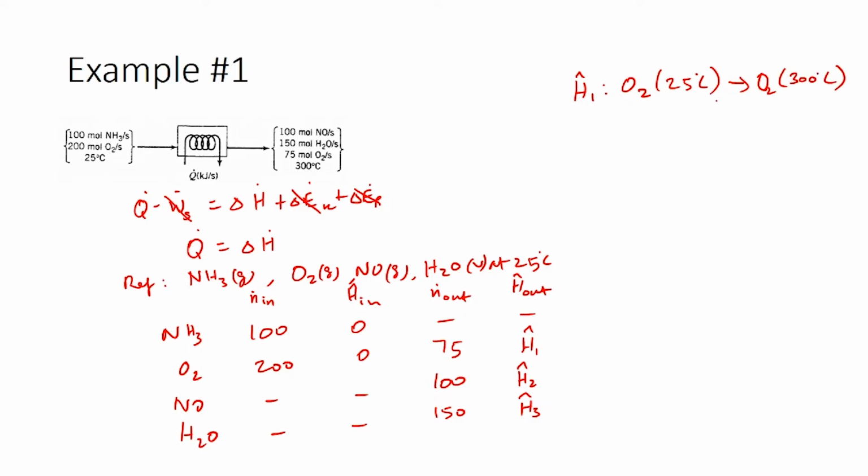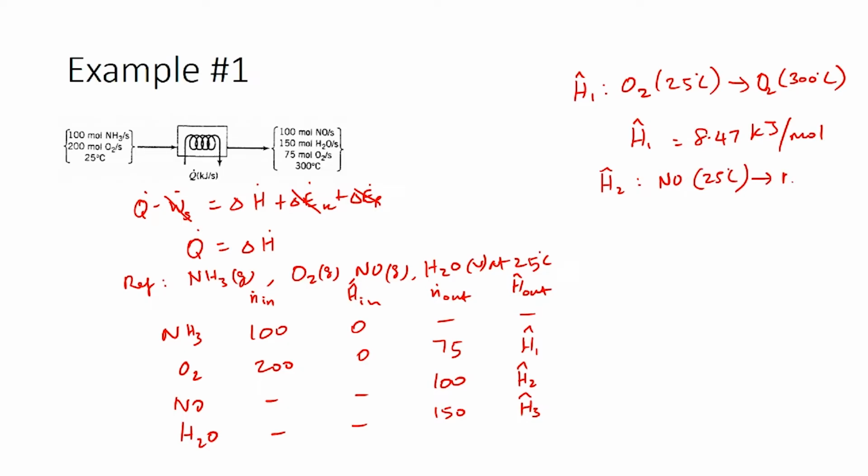So, this is basically only change in temperature. So, you can get this enthalpy value directly from combustion gas tables. So, using that you can get H1 cap as 8.47 kilojoules per mole.